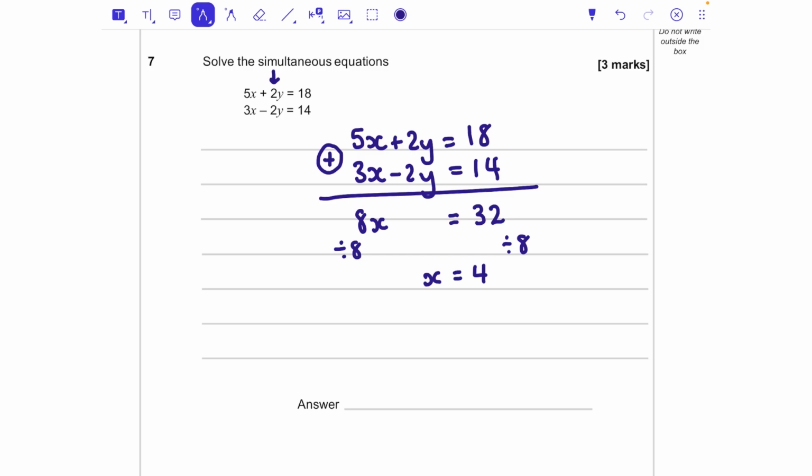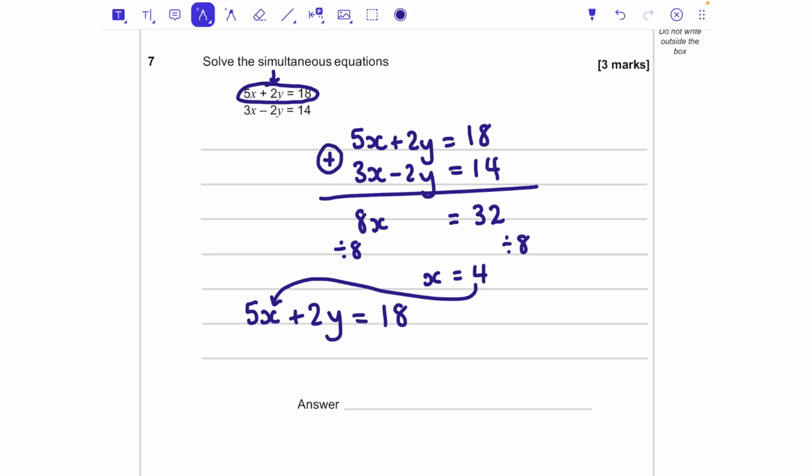So if x equals 4, we're then partway to solving our equation, but not quite because we now need to know what y is. So going back to either of the equations, I'm going to use the top one just because it looks a little bit nicer. And I know that 5x add 2y equals 18. But we now know that x is 4. So I can put that in here.